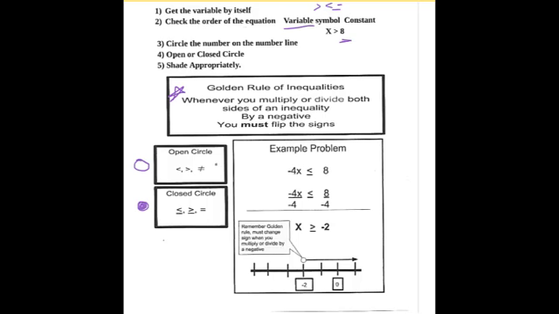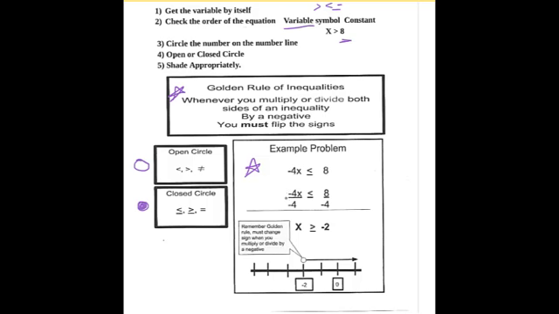Okay, so let's look at an example problem here. We have negative 4x is less than or equal to 8. Starting off with number one, we need to get the variable by itself. So this negative 4 is in our way of our x. We need to get rid of it. Negative 4x means multiply, so we do the opposite, which is divide.